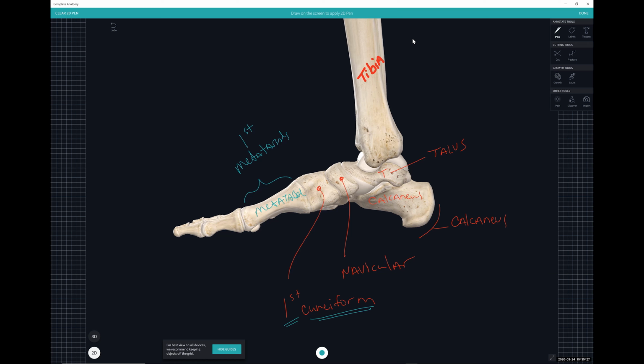And then I have my phalanges, and they're named under the same naming convention as your hand. Proximal phalanx of the first, distal phalanx of the first. Now, let's look at the other side.